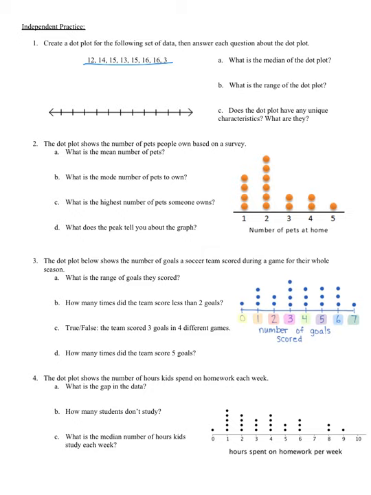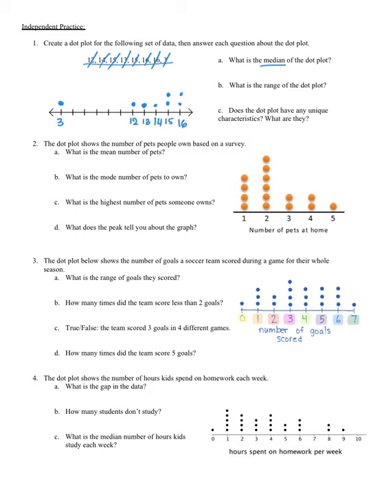So let's start with the first number. I have a 3 and we have one of them, so I'm going to draw one dot. Next number I have is 12. Put 12 right here. I have one of them. 13, I have one of them. 14, one. I have 2 for 15. And 2 for 16.